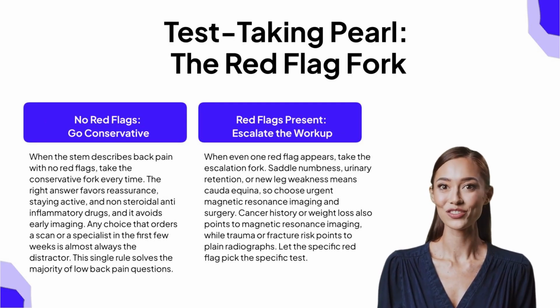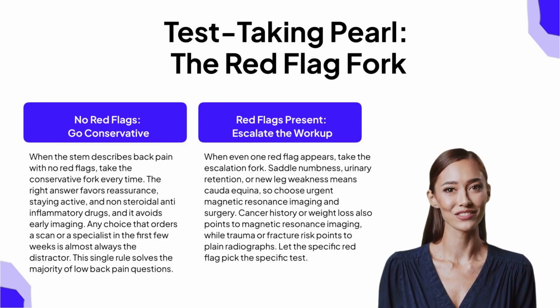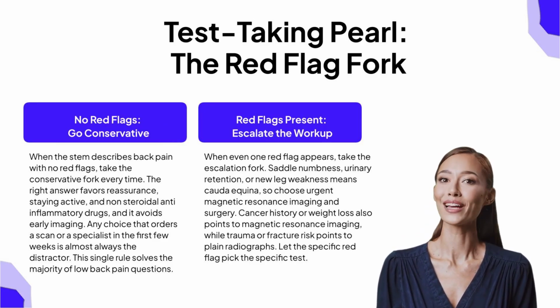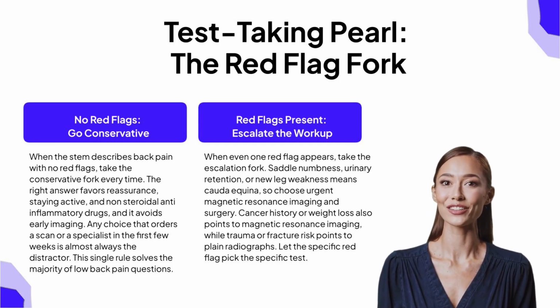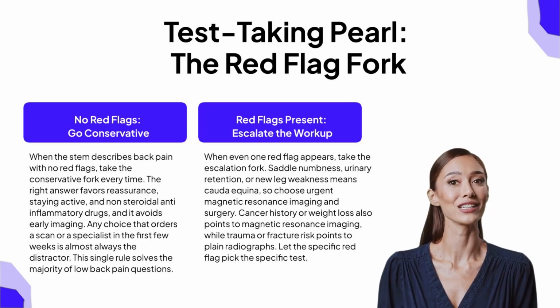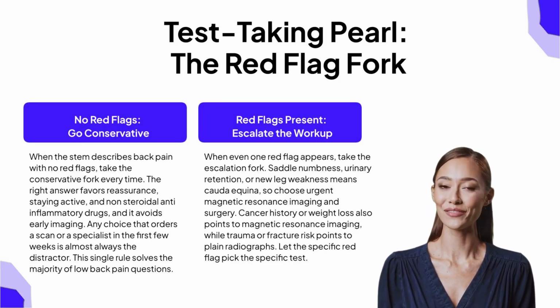Here is the single most useful exam day pearl for this entire topic, and it is the red flag fork. Every low back pain question forces you down one of two paths. When the stem describes back pain with no red flags, take the conservative fork every time. The right answer favors reassurance, staying active, and non-steroidal anti-inflammatory drugs, and it avoids early imaging, so any choice that orders a scan or a specialist in the first few weeks is almost always the distractor.